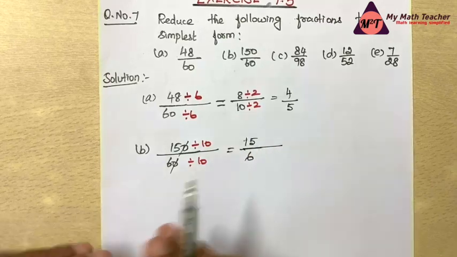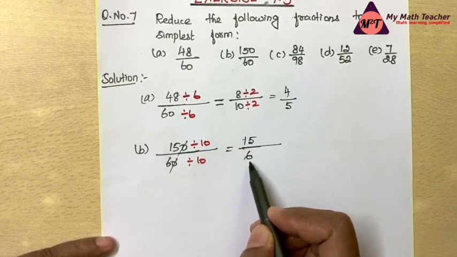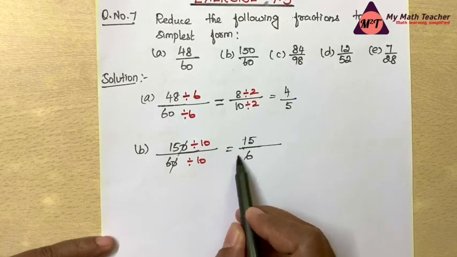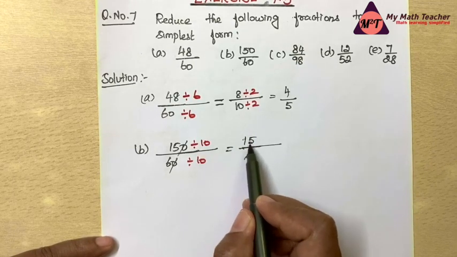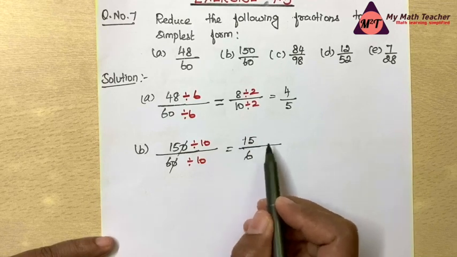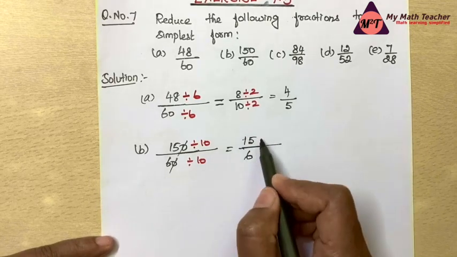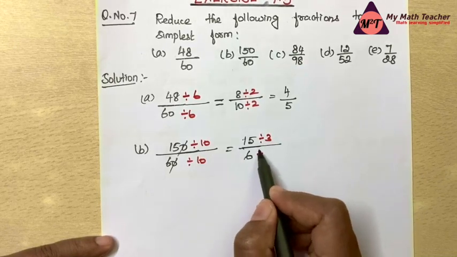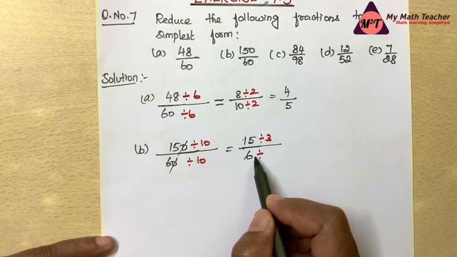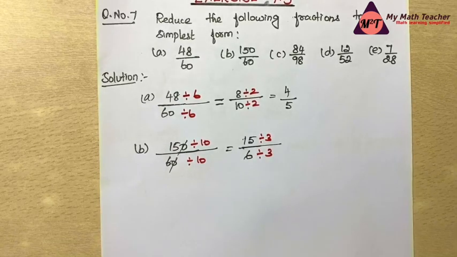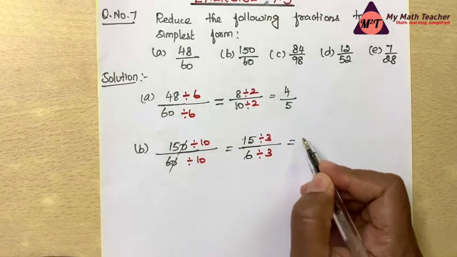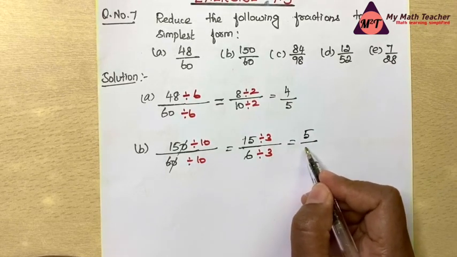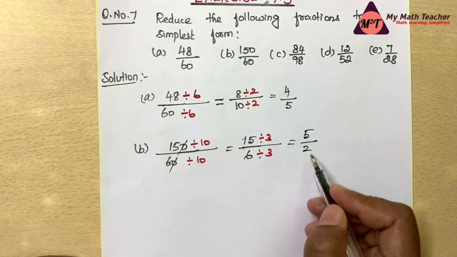Now 15 and 6. Think of the number where you can divide both numerator and denominator. So if I am choosing 2, I can divide 6, whereas 15 is an odd number. I can't divide by 2. So you have to go for the next number, that is 3. Think of 3, you can divide by 3. 15 can be divided by 3 and also 6 can be divided by 3. Okay. Now 15 divided by 3 is 5. 6 divided by 3 is 2. The answer is 5 by 2.